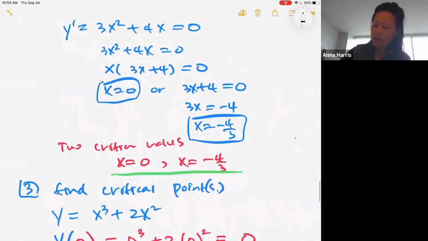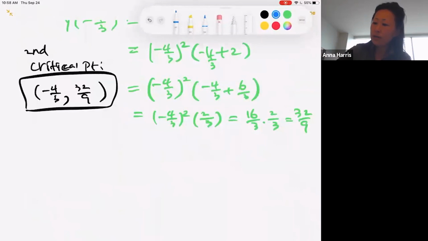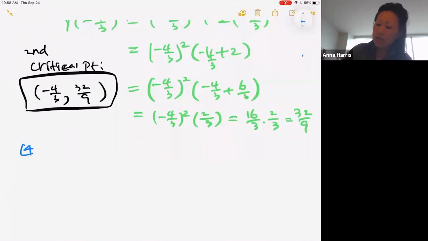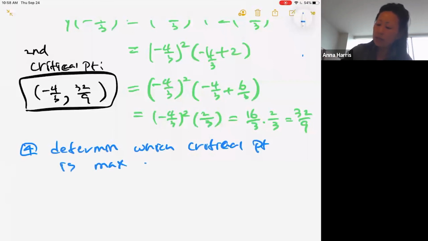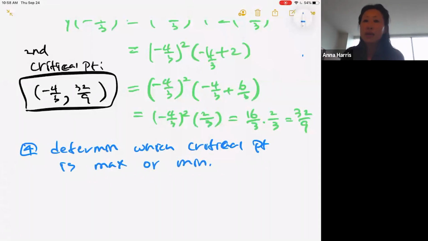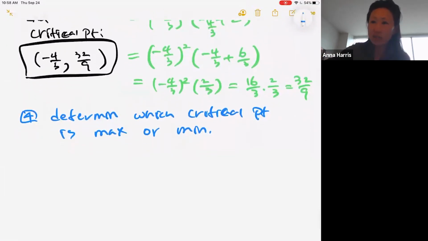So we found the critical points. Now I need to determine which critical point is a max or a min. We need to determine that. So how can I do that? I need to find the second derivative.